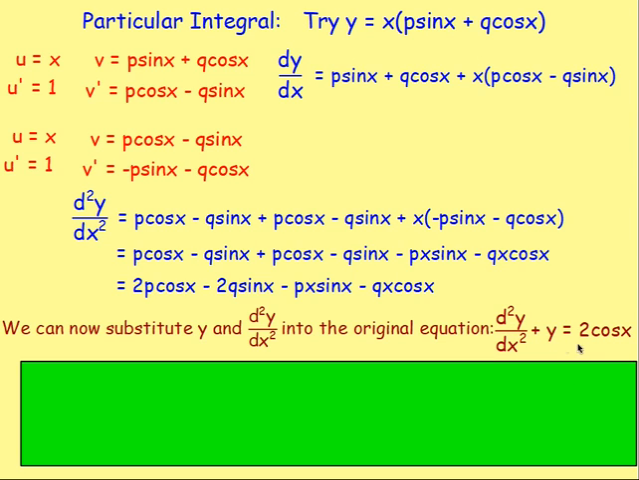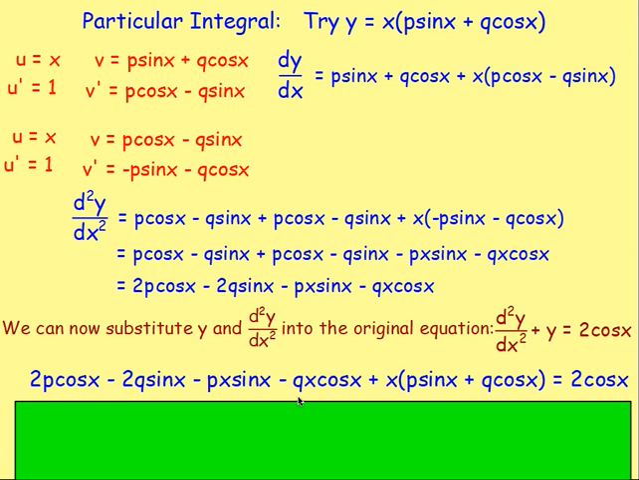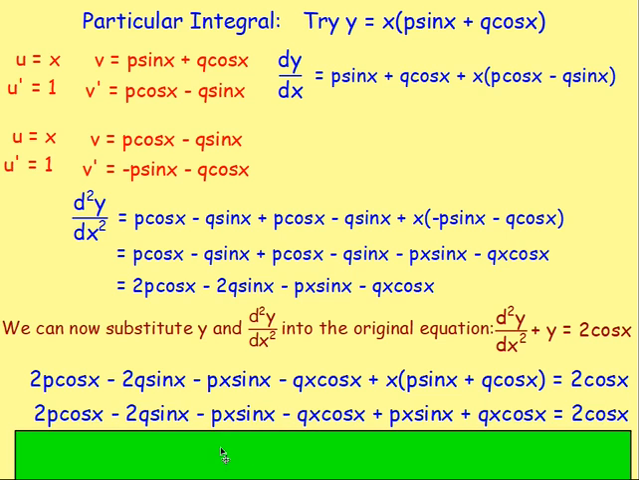d2y by dx squared plus y equals 2 cos x. Doing that, replacing d2y by dx squared with all of this will give us that. And replace y with x brackets, all of it in the brackets, will give us that, and it equals 2 cos x. Let's get rid of the brackets, multiply them out. That is what we end up with.